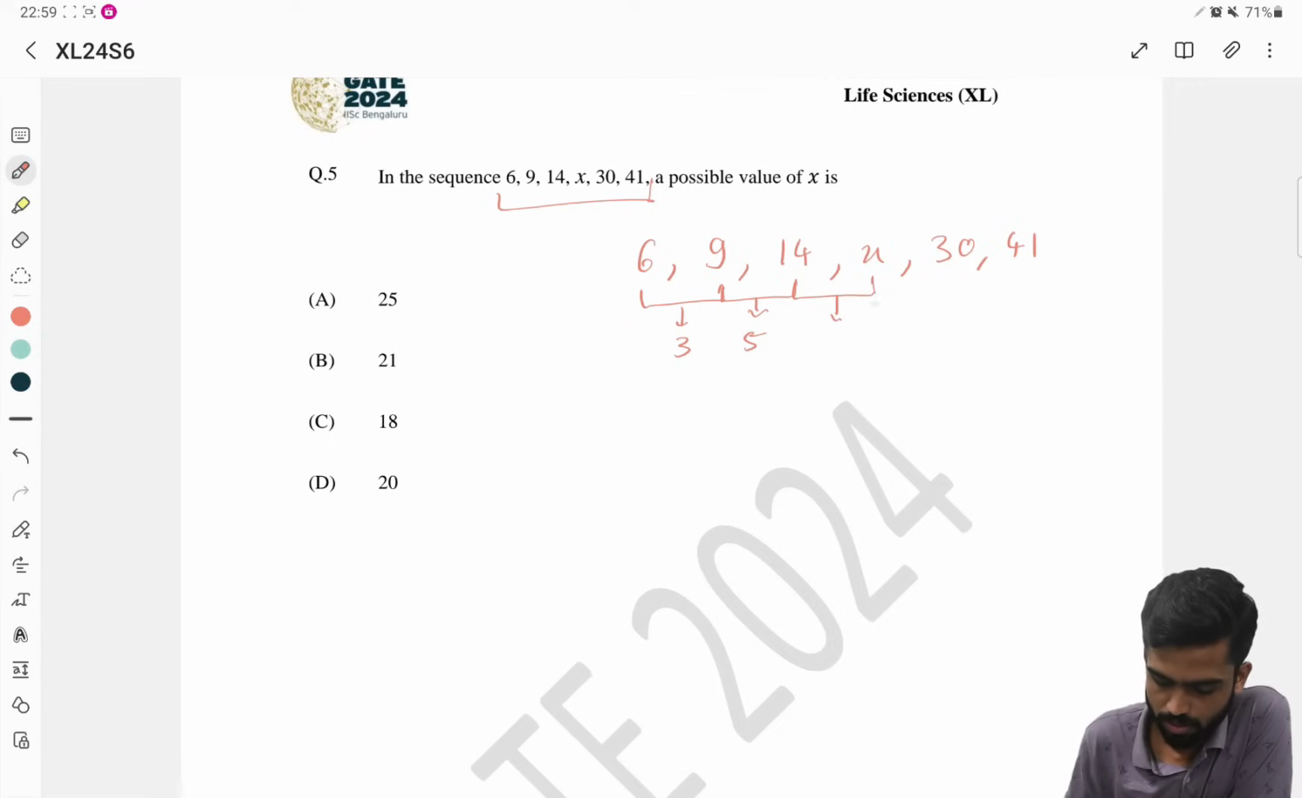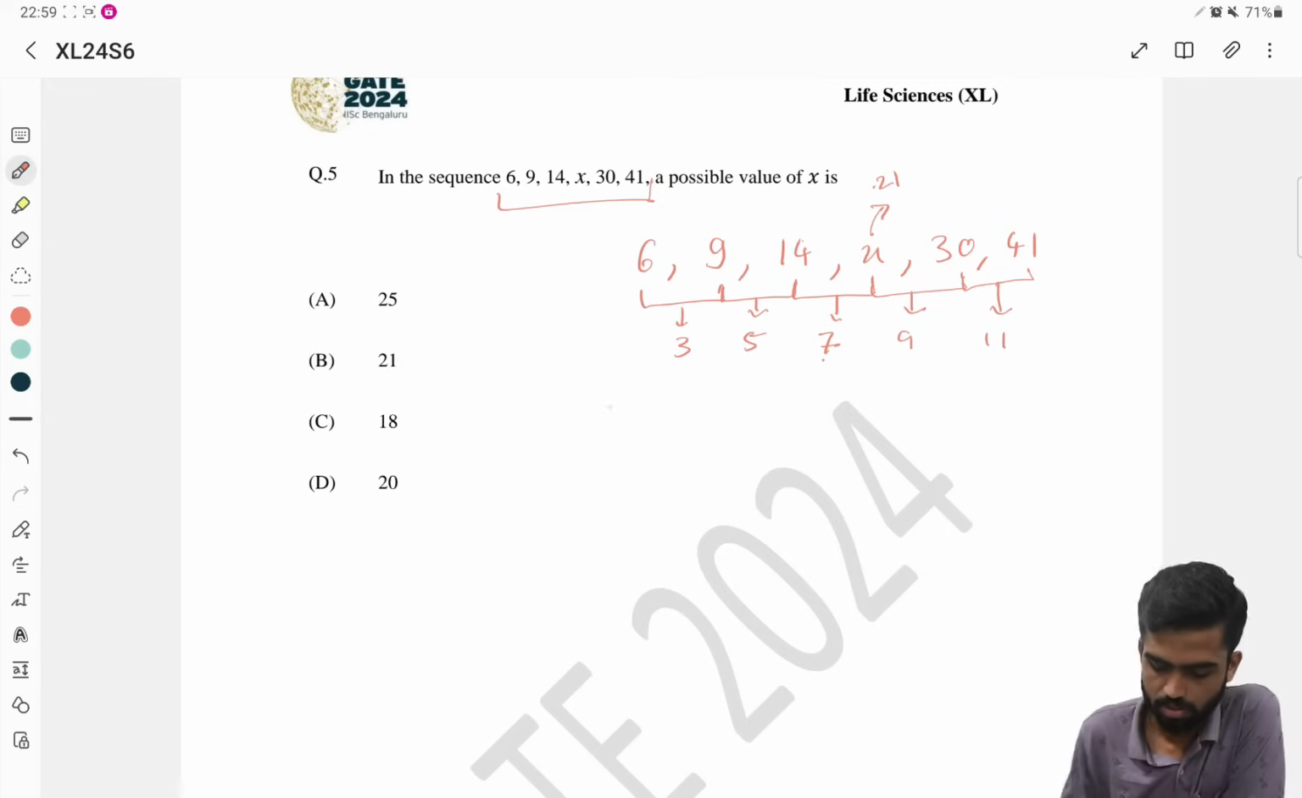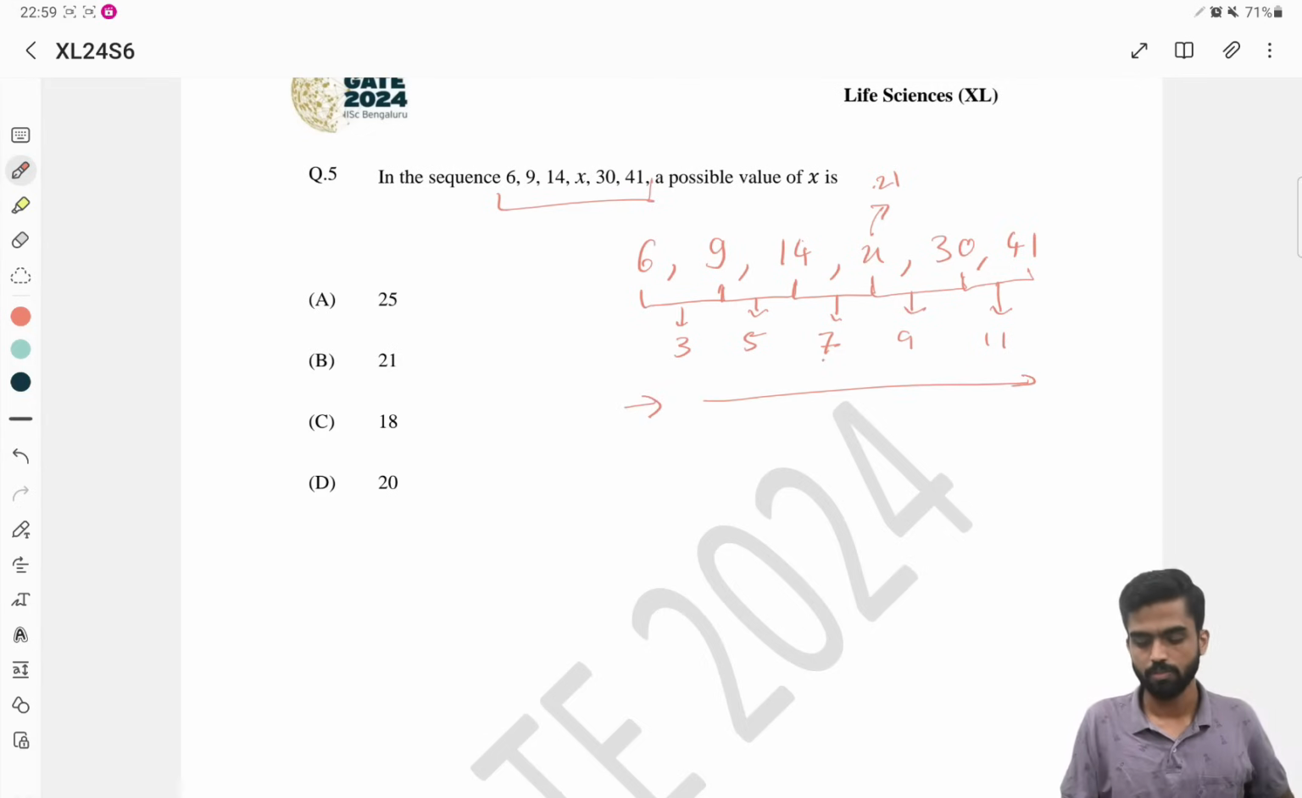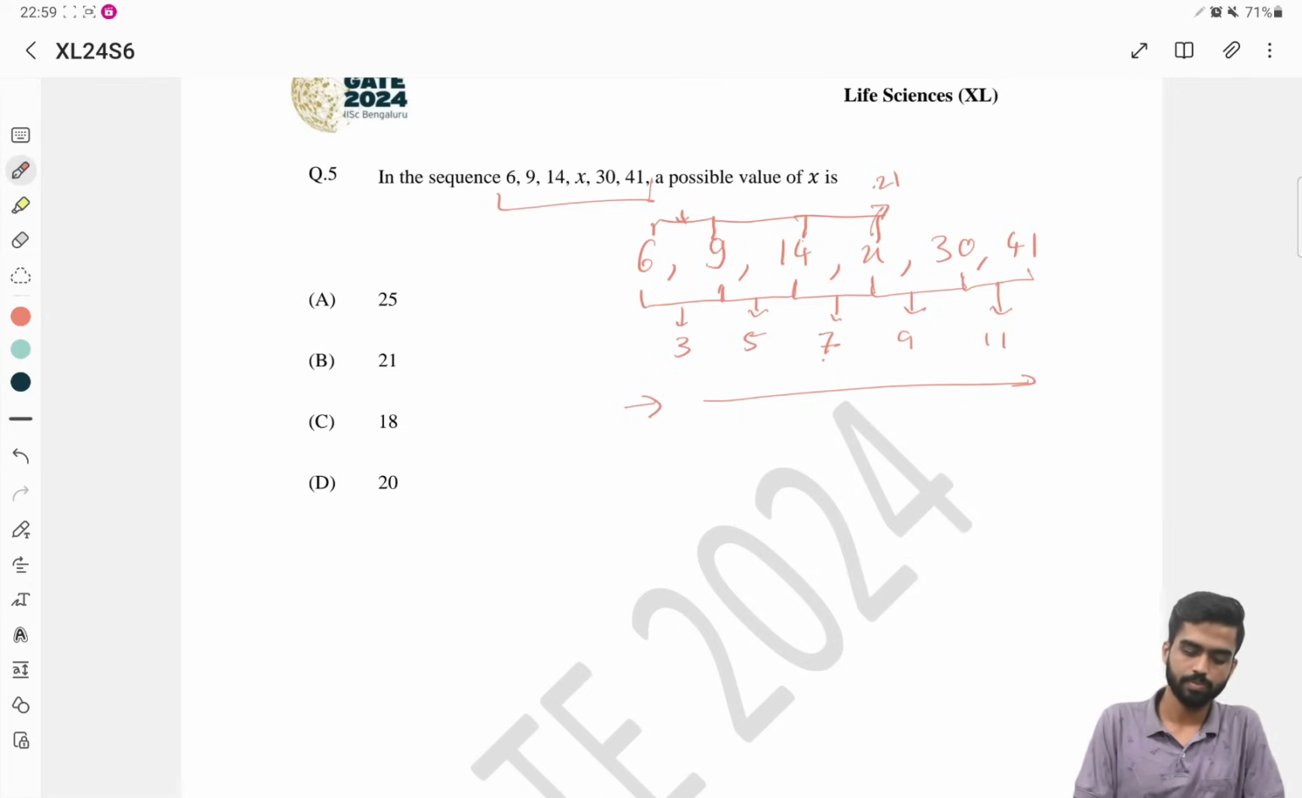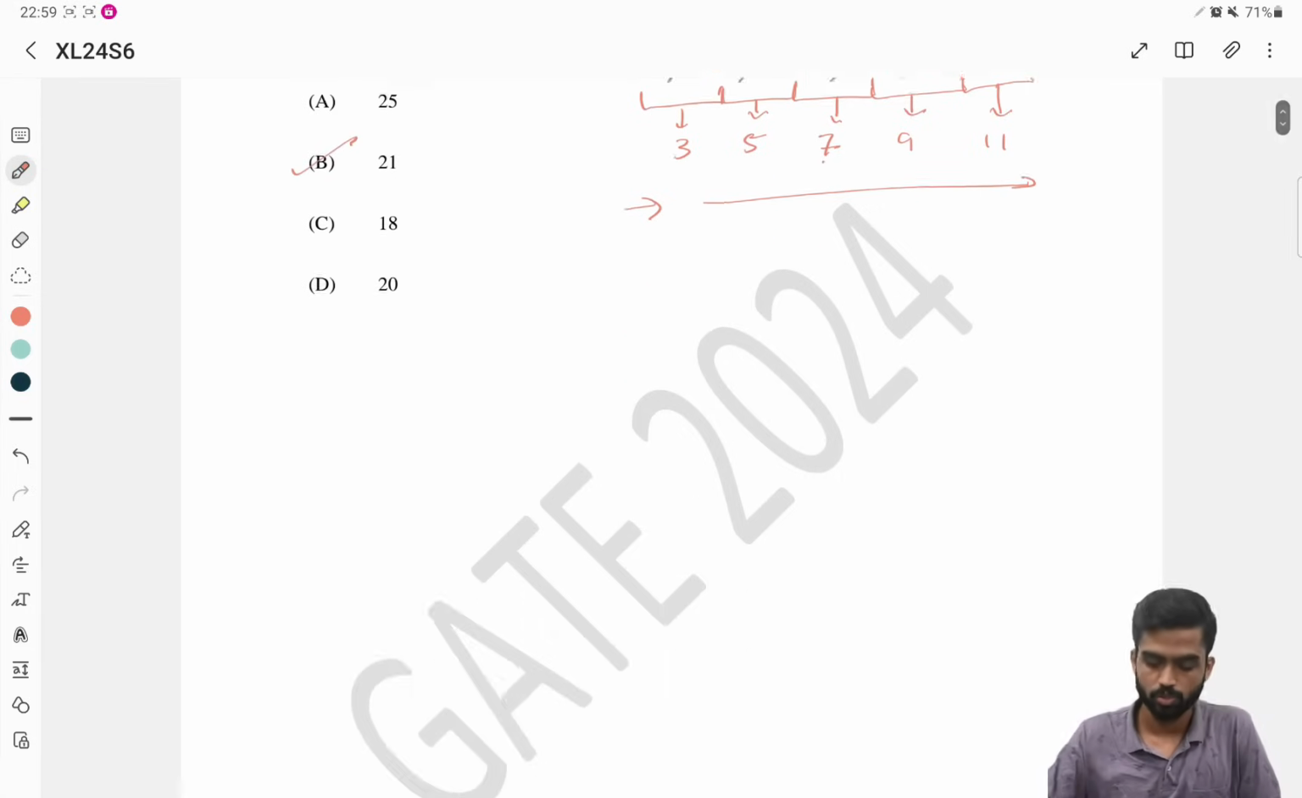So if this is 3, this is 5, we'll have to bring it here 7. So then x will have to be 21, because 21 minus 14 will give us 7. And to make the series further, 30 minus 21 will give us 9. 41 minus 30 will give us 11. So this is a series of odd numbers which are coming from subtracting each term from the next. So here our answer will be 21. Next question.